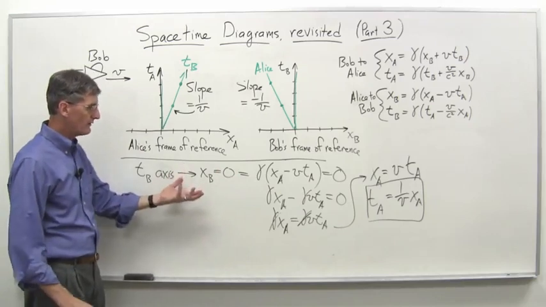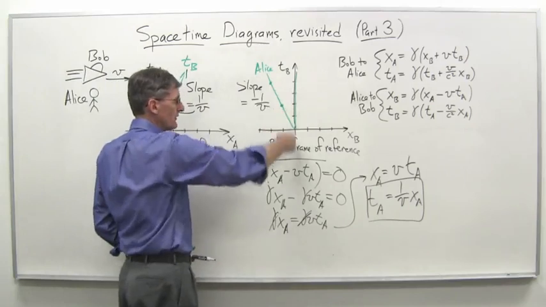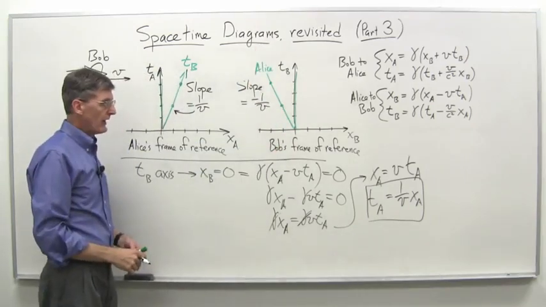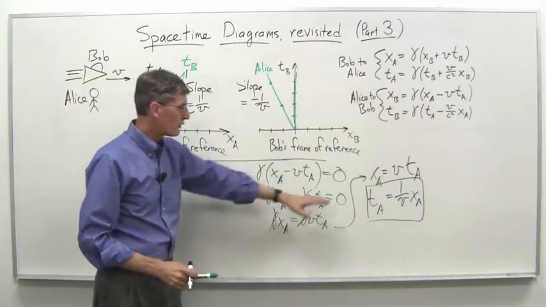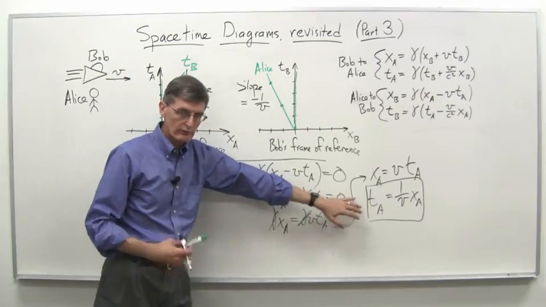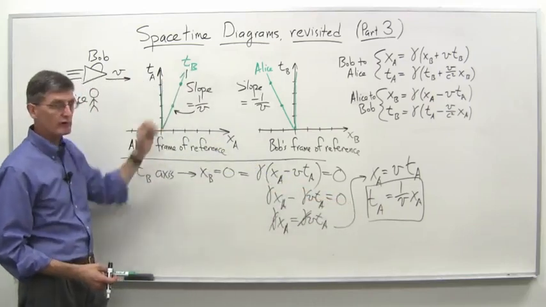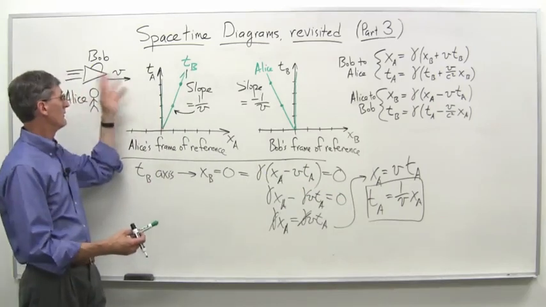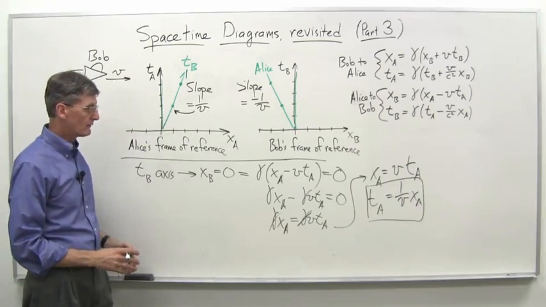The point being here is that by setting xb equal to 0, that is the TB axis in Bob's frame of reference, and using the Lorentz transformation, we can find the coordinates of the TB axis, an equation really for those coordinates for the world line in Alice's frame of reference. It turns out to be a line like this with slope 1 over v, for whatever the velocity of transformation is between the two frames of reference.